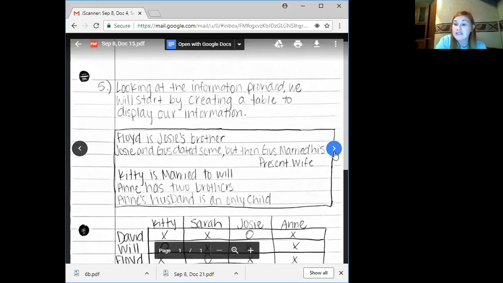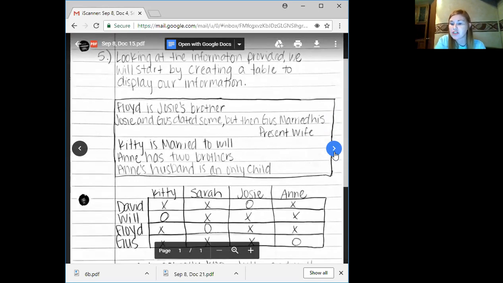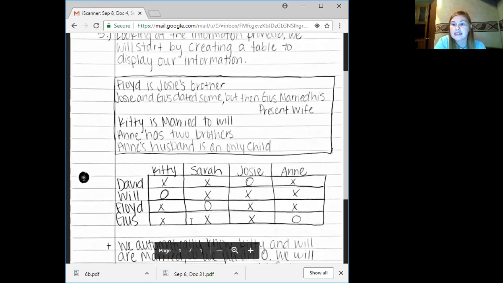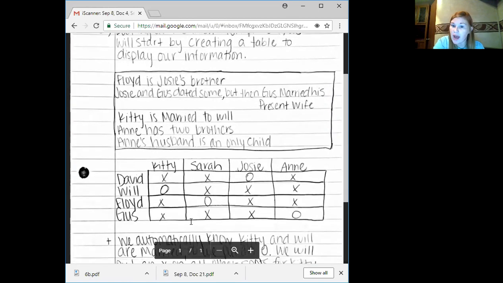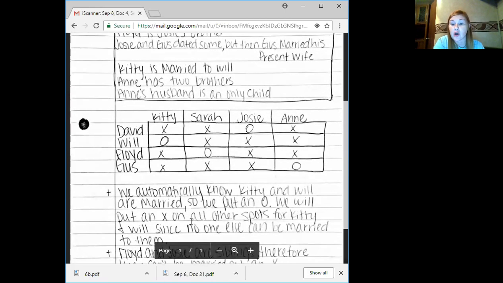In this one, it gives us quite a bit of information already, so we're just going to kind of use that information we have to determine who is married to who first, and then we'll go from there and try to figure the rest out. So if you look, it says Floyd is Josie's brother. Josie and Gus dated some, but then Gus married his present wife. Kitty is married to Will. Ann has 2 brothers, and Ann's husband is an only child.